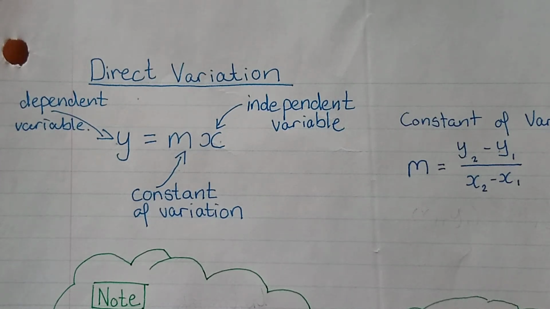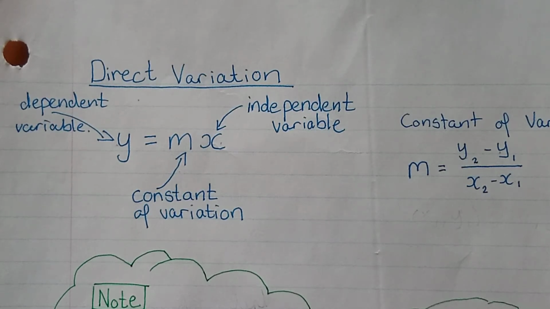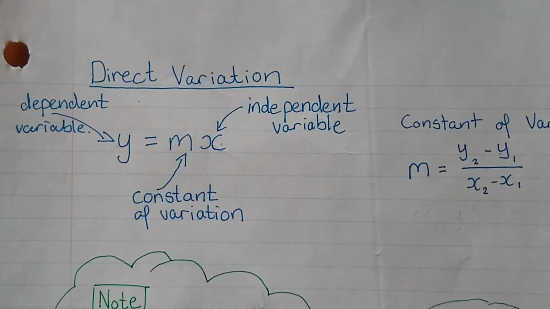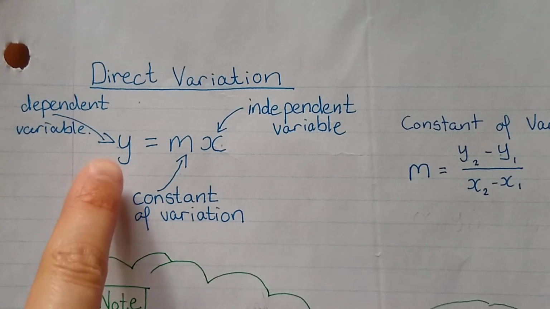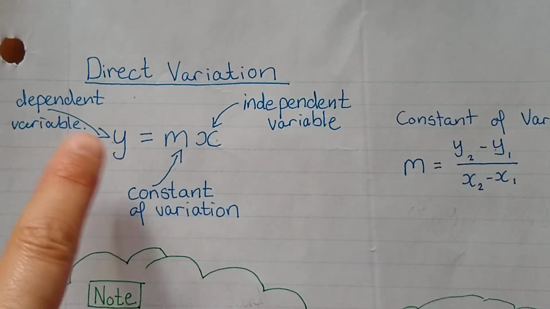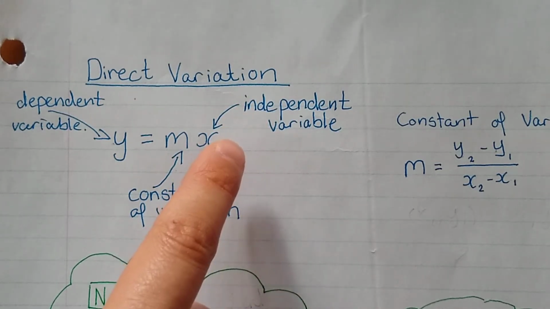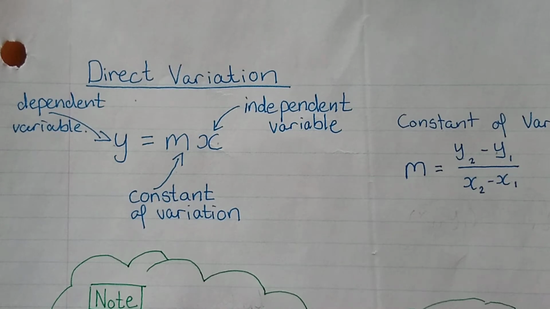This is just a quick video to introduce the concept of direct variation. And direct variation refers to a few things. One of them is that with a direct variation you can create this equation that has your dependent variable, which we learned about last unit, that's y, your independent variable, that's x, and something called a constant of variation, which is m.